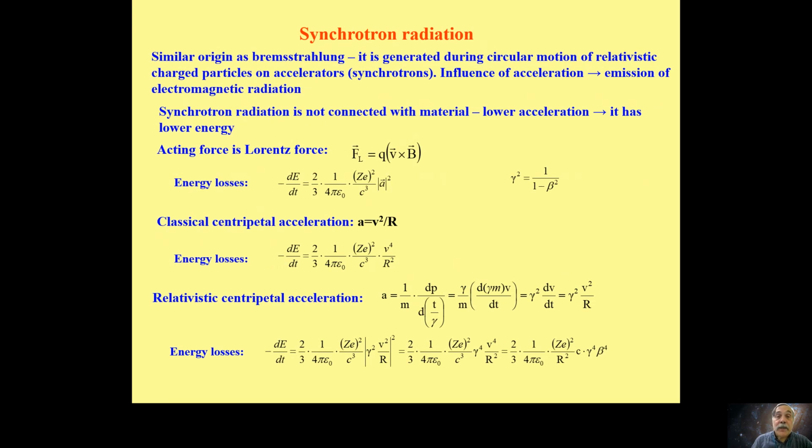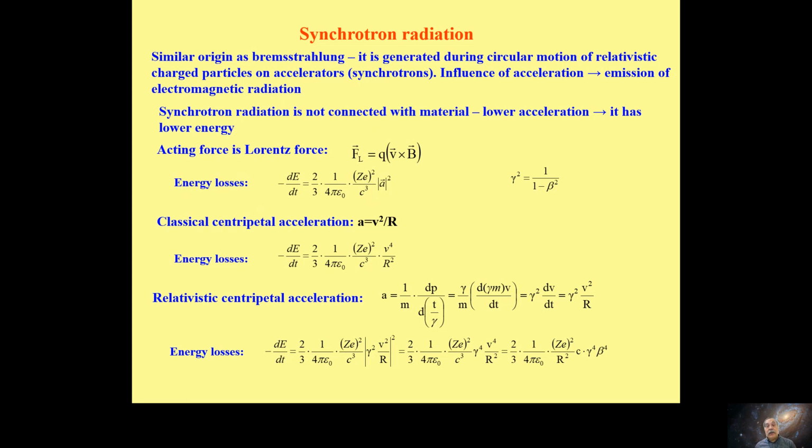that is with very small probability. It is also possible to have synchrotron radiation. In this case, we again have some acceleration, which is produced by the magnetic field in which this charged particle is moving. That means if a charged particle is moving in a magnetic field, you have acceleration, and you have emission of this electromagnetic radiation.